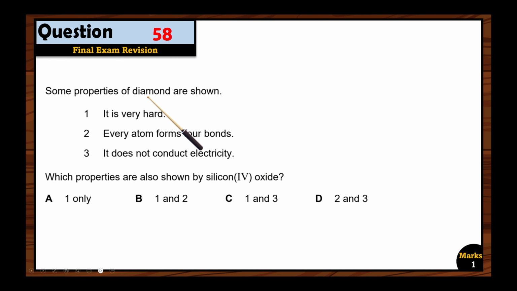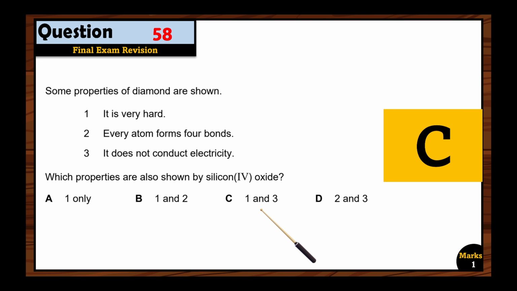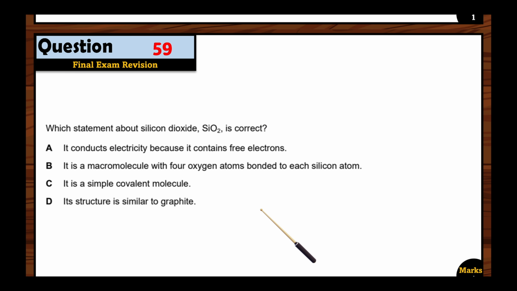Question 58. Some properties of diamond are shown here. It is very hard. Every atom forms 4 bonds. It does not conduct electricity. Which properties are also shown by silicon oxide? Now let's see. Very hard? Yes. Every atom forms 4 bonds. Now in silicon oxide, we have silicon and oxygen. Silicon makes 4 bonds. Yes, that's right. But oxygen is not making 4 bonds. Oxygen just needs 2 electrons in its outer shell, so it's making only 2 bonds. So option 2 is wrong. It does not conduct electricity. Yes, that's right. So options 1 and 3 are right. Where can we see options 1 and 3? Option C. So that's why option C is right.